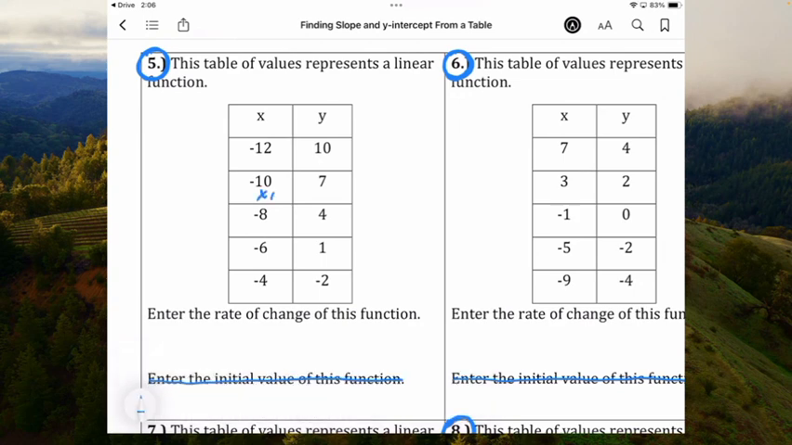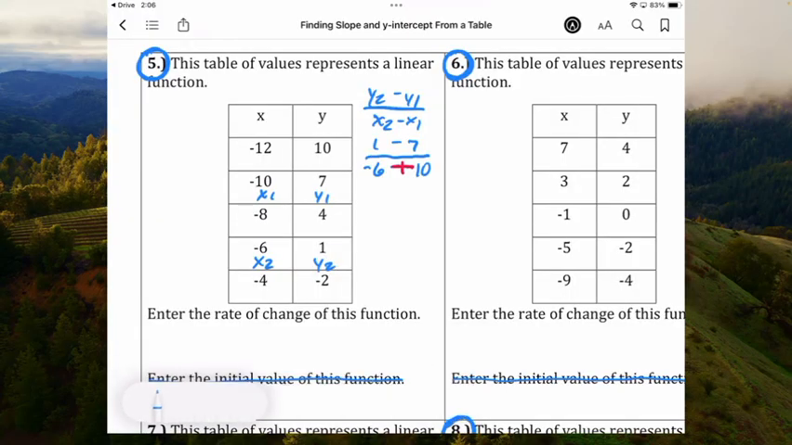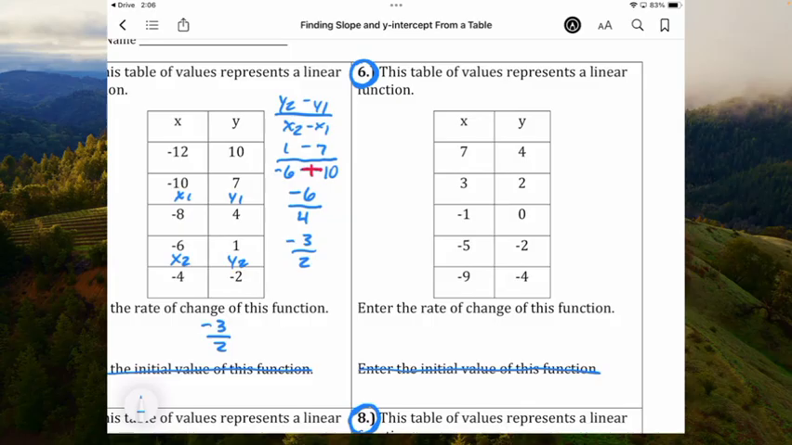And so let's go ahead and call this x1, y1, x2, y2. Saves us a bit of room. y2 minus y1 over x2 minus x1 is going to give us, template first, always, 1 minus 7 over negative 6 minus negative 10. Fix those double negatives. And we're going to get negative 6 over 4. Negative 3 over 2 when simplified. Again, no initial value or y-intercept for that one.